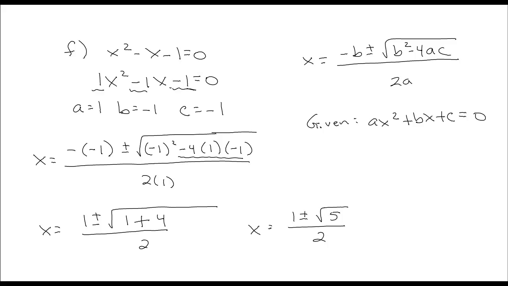Now you could write these separately. It's fine to leave it this way, but you could write it as 1 plus root 5 over 2 or 1 minus root 5 over 2. They're both valid solutions to the equation.